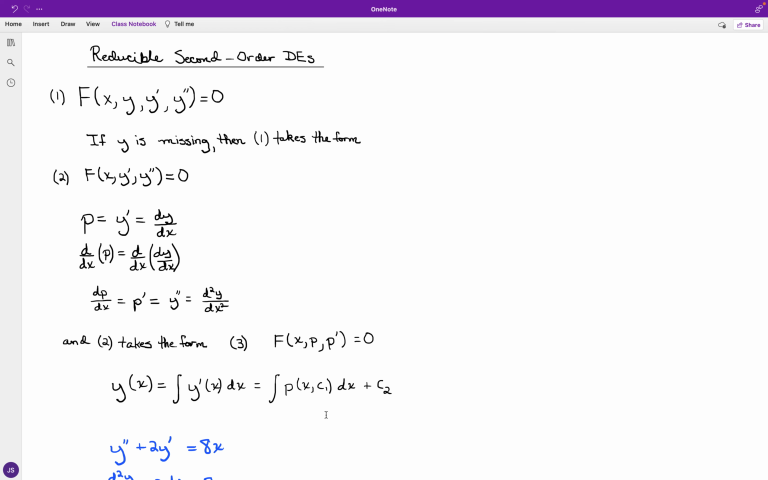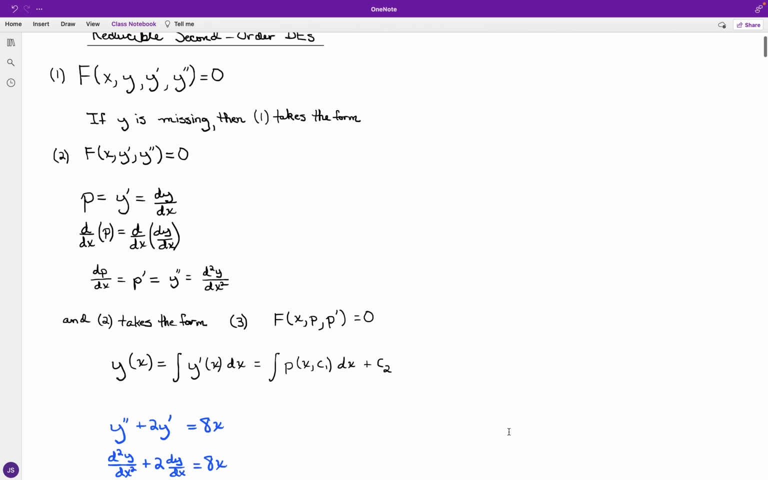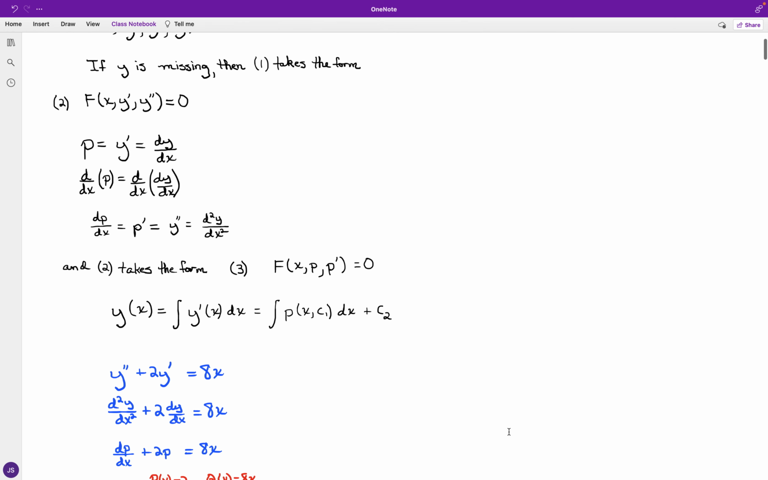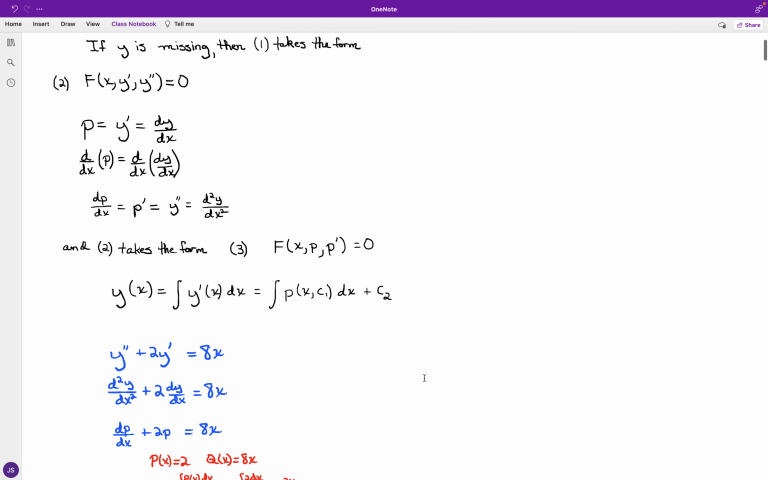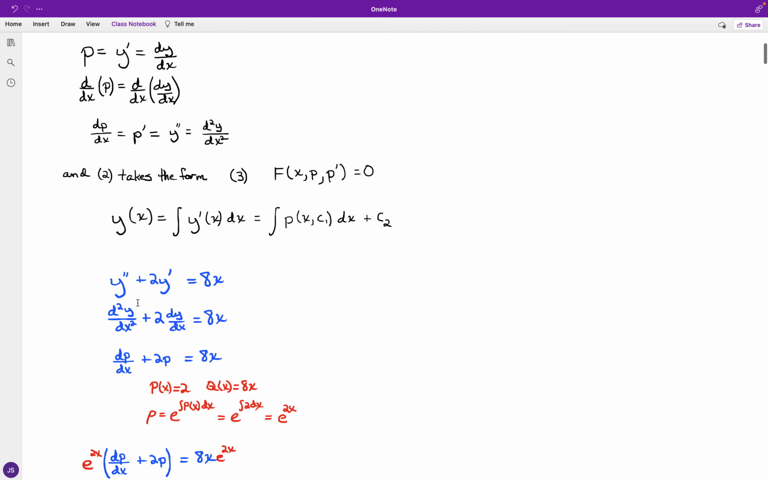And let's say, as a case of the reducible second order differential equation, this is going to be one where you could also use the method of undetermined coefficients because it is a homogeneous-type equation where we can establish the complementary as well as a particular solution. But for the techniques that we have in this situation, you have y double prime plus 2y prime equal to 8x. Again, y double prime is d squared y over dx squared, plus 2 times dy over dx, equal to 8x.